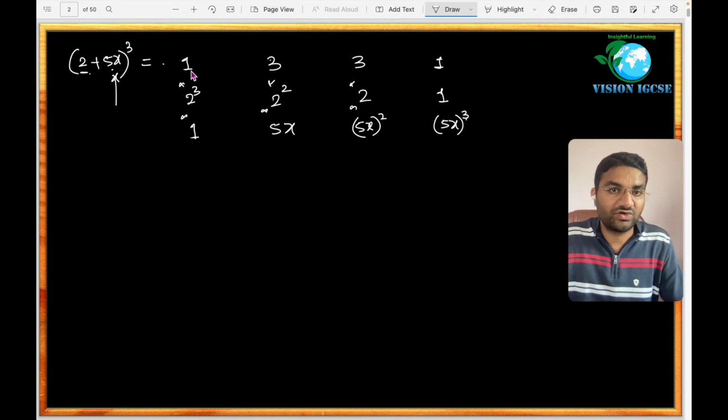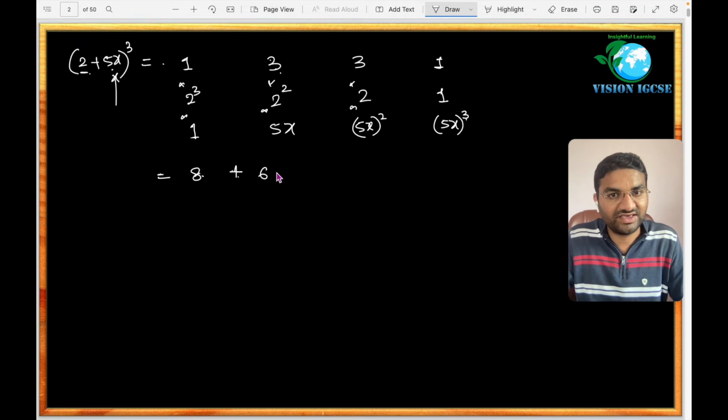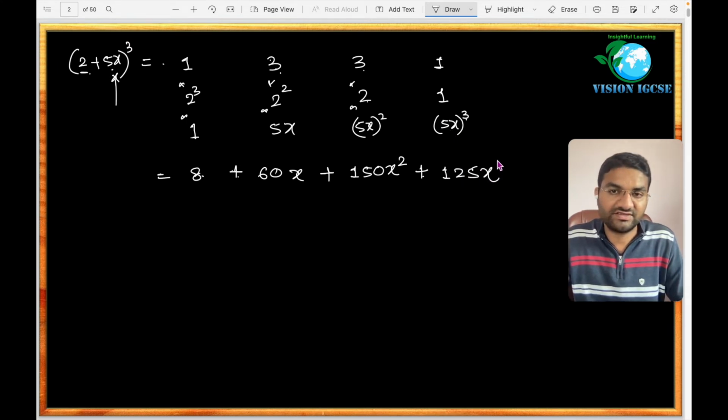Now write the multiplication of each term. 1 times 2 cube times 1 gives 8. Then plus 3 times 2 square, which is 4, so 12, times 5 is 60x. Plus 3 times 2 is 6, times 5 square, which is 25, so 150x square. Then plus 5 cube, which is 125, x cube.